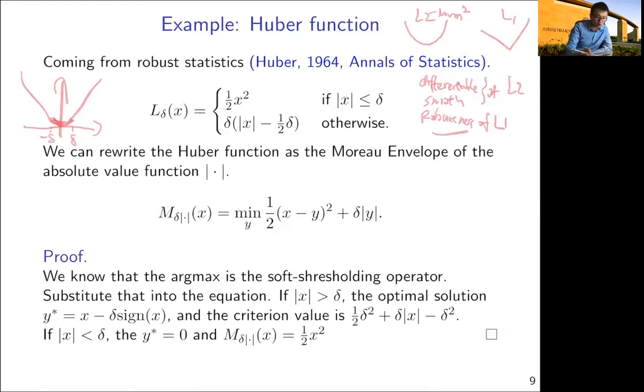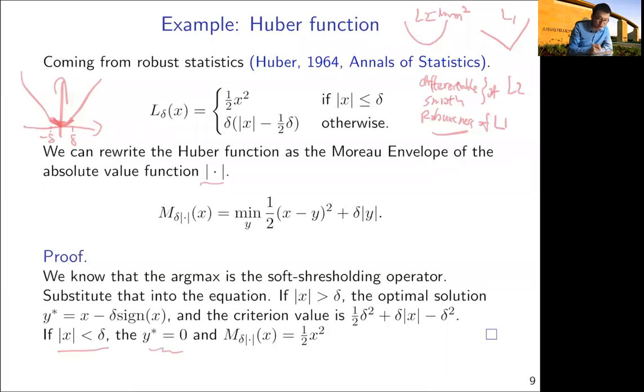Okay, so we can actually rewrite the Huber function naturally as a Moreau envelope of the L1 function, in the one-dimensional case of the absolute value. This is something that we are already very familiar with from the previous lecture when we talked about the proximal operator. The optimal solution to this is the so-called soft thresholding. Whenever x is between minus delta and delta, then the optimal solution will be 0.